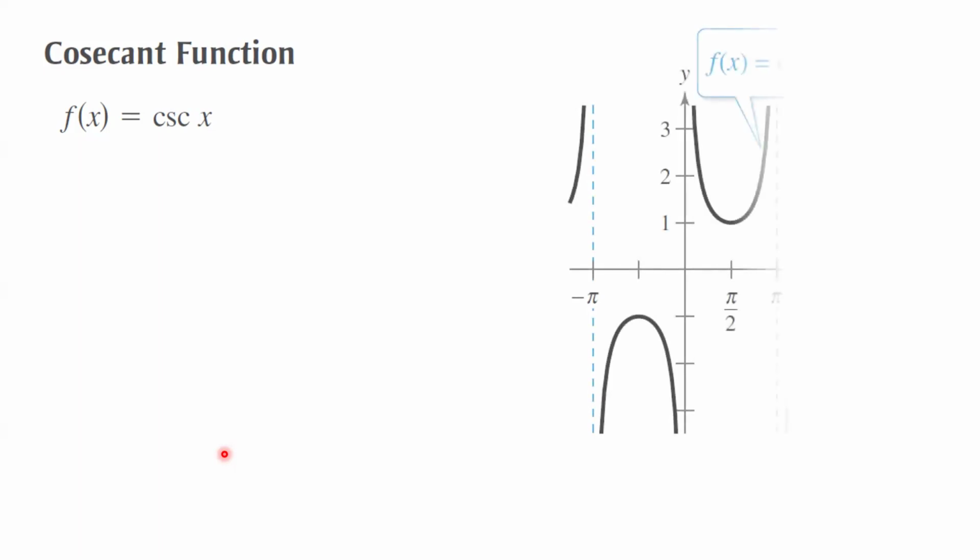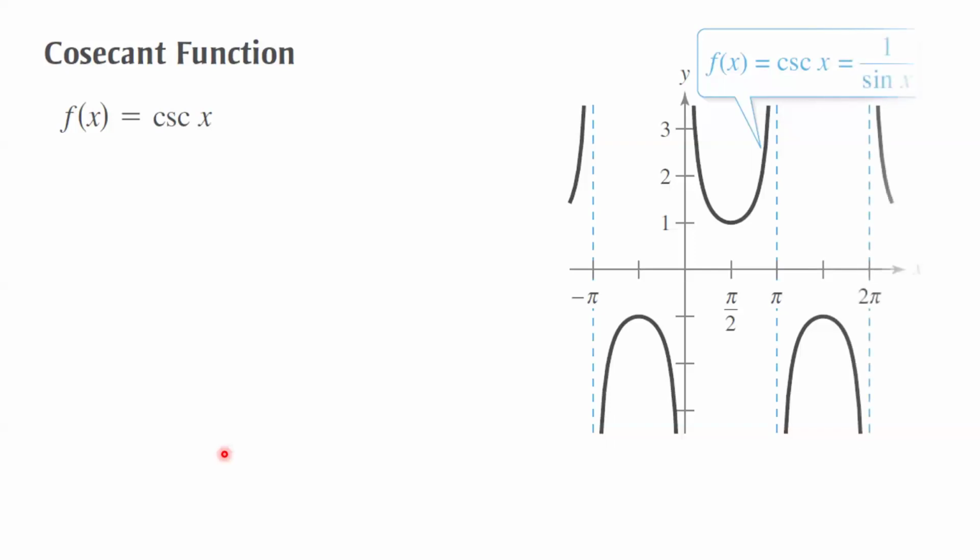The next function is the cosecant function. f of x equals the cosecant of x, which is 1 over sine of x. What's the behavior of the graph? Well, this is the graph of cosecant of x. The domain of this function is all x values that are not n pi. Why is that? Because cosecant is 1 over sine, and sine cannot be equal to 0. So we have to exclude n pi, like 0, pi, negative pi, 2 pi, negative 2 pi, and so on from the domain. Those are basically, as you can see, your vertical asymptotes.